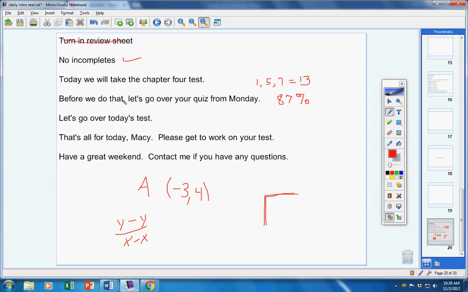Number 10, does that point satisfy the equation? You must show work. 11 and 12, good word problems for you. Work hard on those, okay? That's it, Macy. Please get to work on your test.